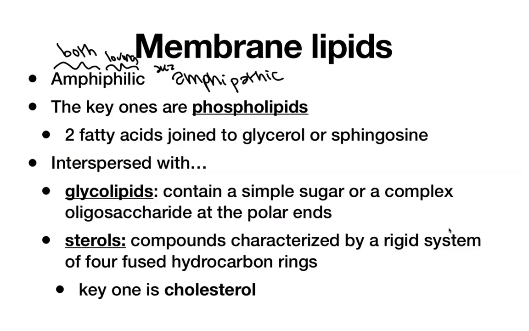Now, these phospholipids are going to be interspersed with other things like glycolipids, where they have a simple sugar or a complex oligosaccharide, one of those glycan things, at their polar ends. So it's just sugar on a lipid. You can get sugar sticking out of your membrane, like those ABO blood types, sugars that determine that, like we talked about. Now there are also sterols. Our key one is cholesterol, and these have a rigid system of 4 fused hydrocarbon rings. We'll go into how the structure of cholesterol is going to help keep our membranes fluid.